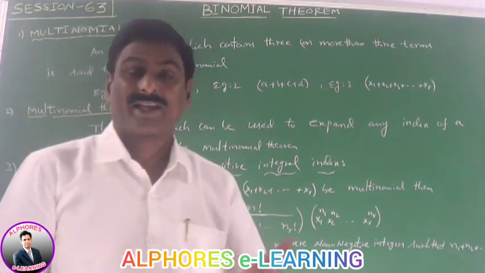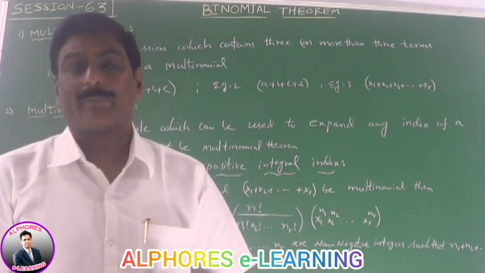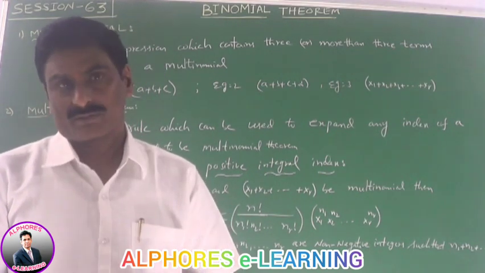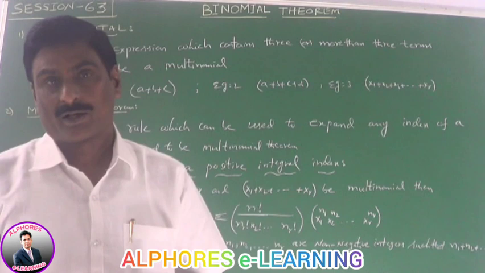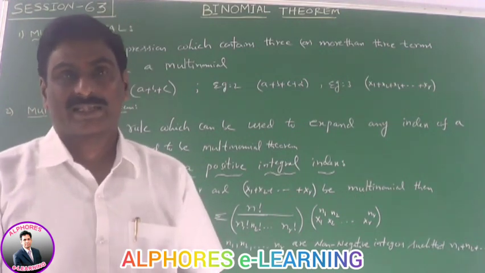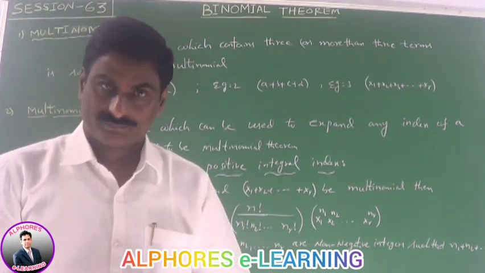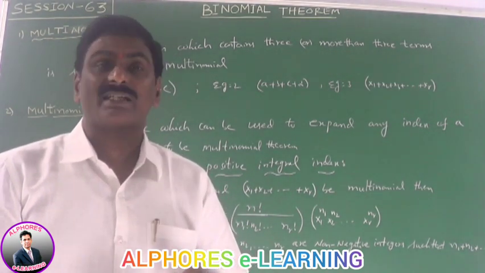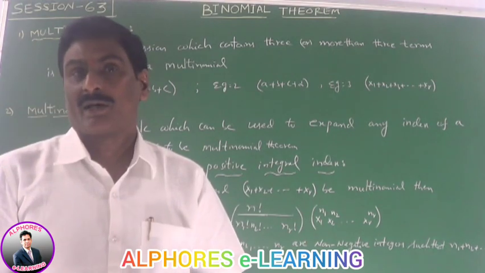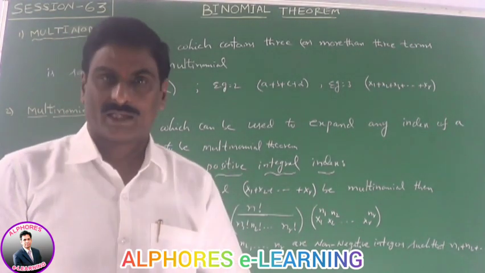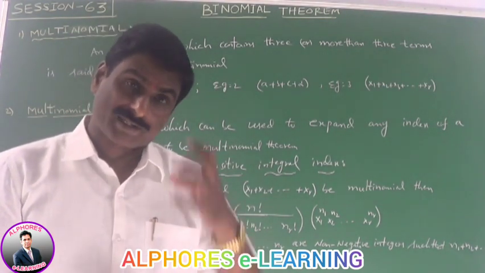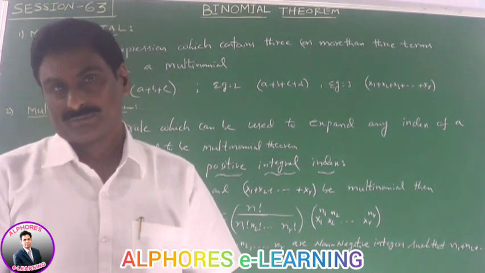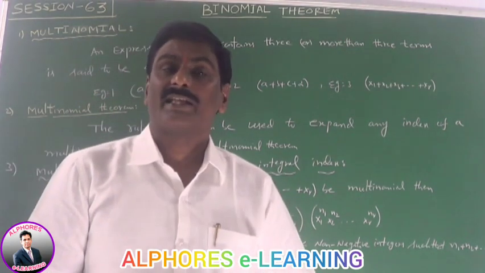Already we discussed the binomial. What is the binomial? A binomial is an expression which contains exactly two terms. For example, a plus b is one of the binomials. x plus y, x square plus x, all of these are said to be binomials. What is the multinomial? If an expression contains three or more than three terms, then it is said to be multinomial. If the expression contains exactly three terms, it is said to be trinomial. It is also multinomial.